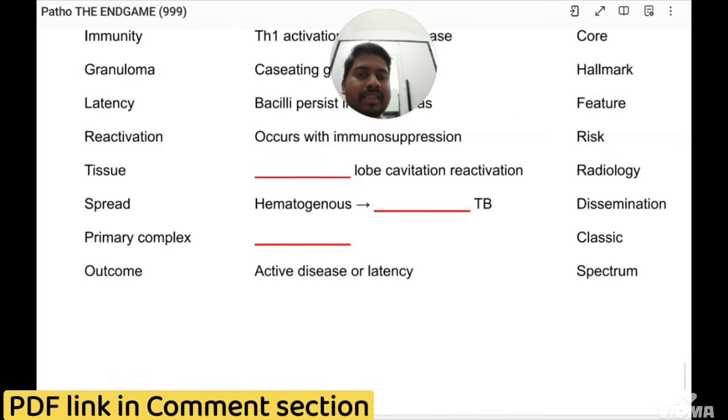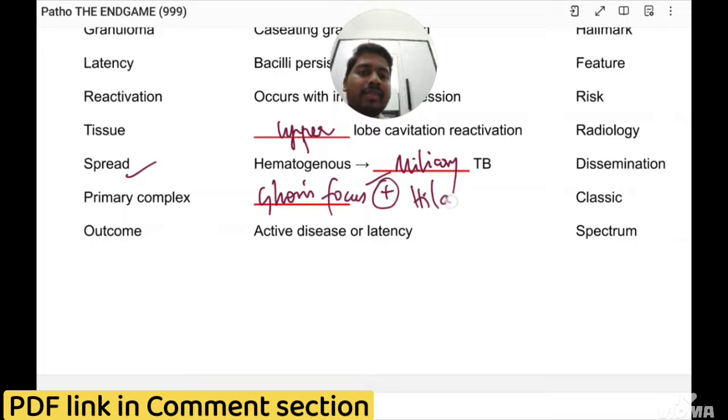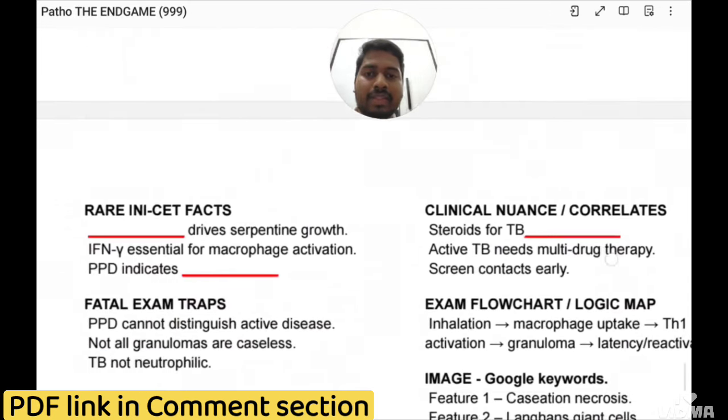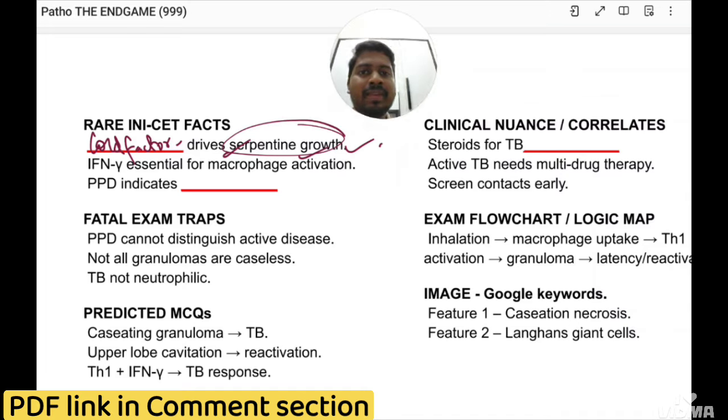Which lobe is related to cavitation and reactivation? Upper lobe. If upper lobe TB occurs, it is reactivation, it is secondary TB. Heterogeneous spread means it is miliary TB. Primary complex is what? Ghon focus, that is where the infection has occurred initially, plus hilar lymph node, hilar lymphadenopathy. Next, what drives serpentine growth? There is something called cord factor. Cord factor is responsible for this serpentine growth of TB.